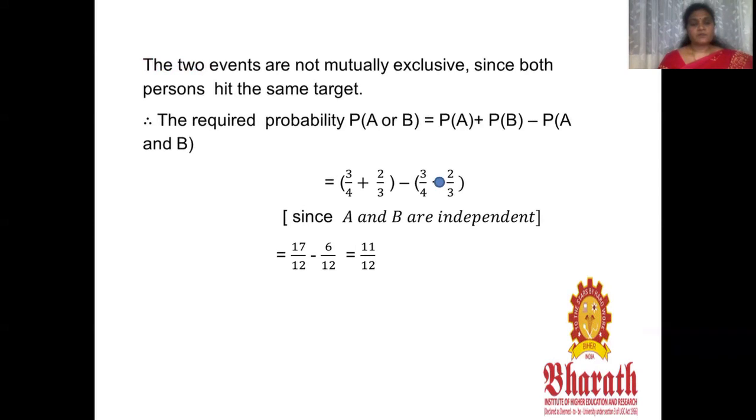The LCM is 12, minus 3 by 4 into 2 by 3. 3 2s are 6, 4 3s are 12. So if you take the LCM, you get 11 by 12. That is, 17 minus 6 is 11, divided by the common LCM 12.